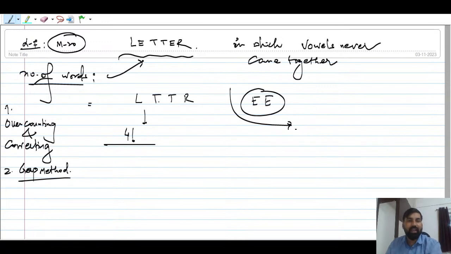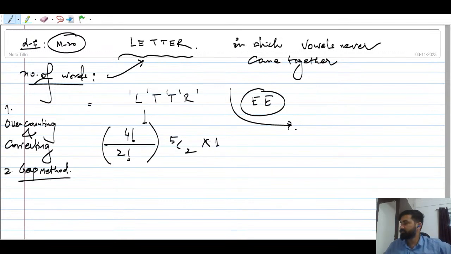For L, T, T, R, it is 4 factorial, and then 2 factorial is divided, because of the two T's. It's a very simple concept. Now how many gaps are there? 1 gap, 2 gaps, 3, 4, 5 gaps. So 5C2: you have to choose 2 gaps to fit the two E's. For the double E there is only one possibility, so you multiply by 1. I think this is clear.